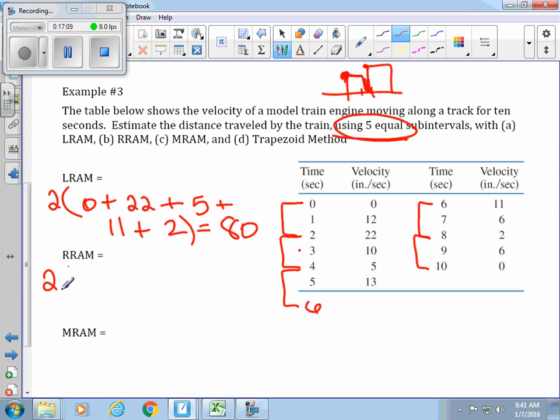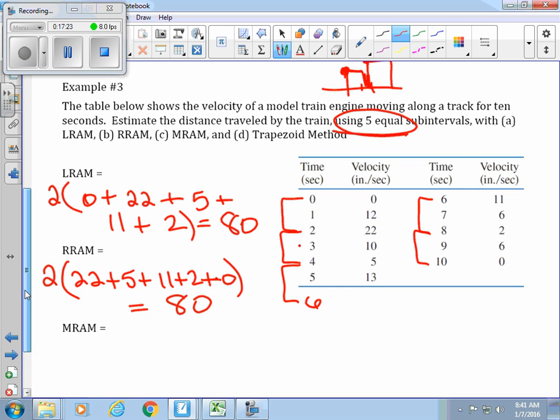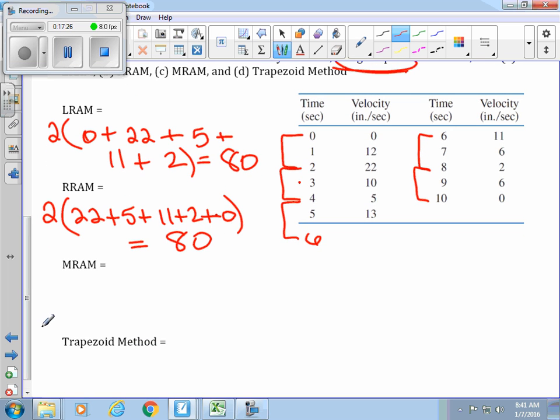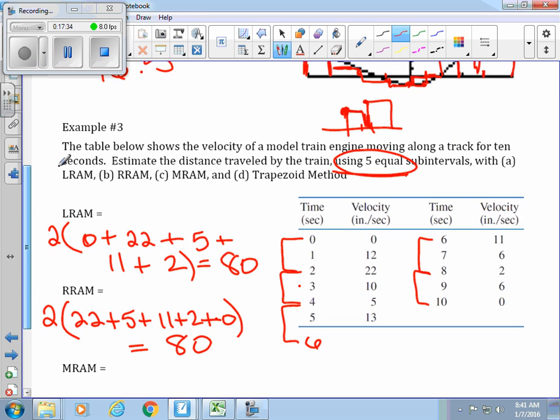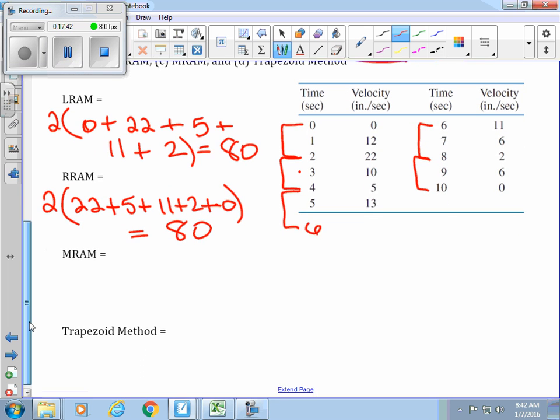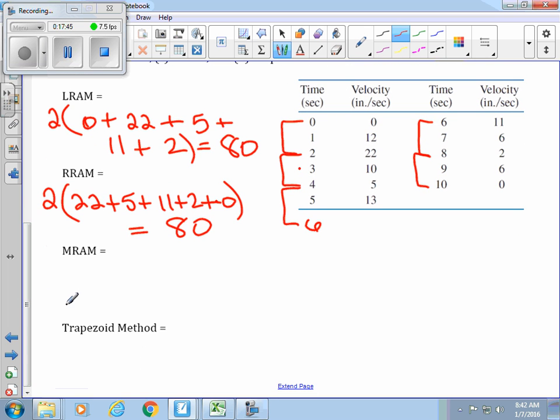The right rectangle approximation, I'm going to do the exact same thing, except I'm going to start at 22 and include the 0. Now again, this is a very strange problem where that happens to be the same thing. So are you multiplying by 2 because you're going by 2? Because the width of each rectangle, if I look at that picture, is 2 units. And that was because you needed 5. Okay. Good. That's a lot of the times how it's asked on AP exams.